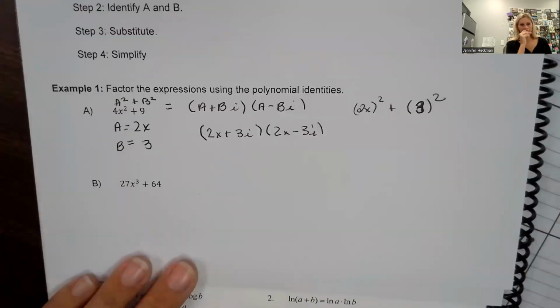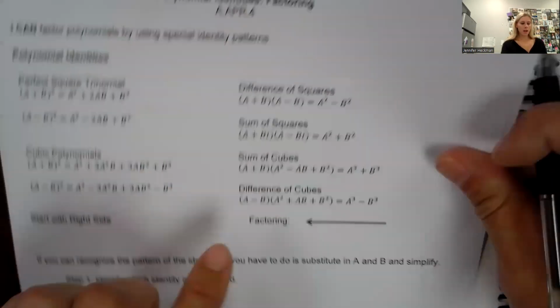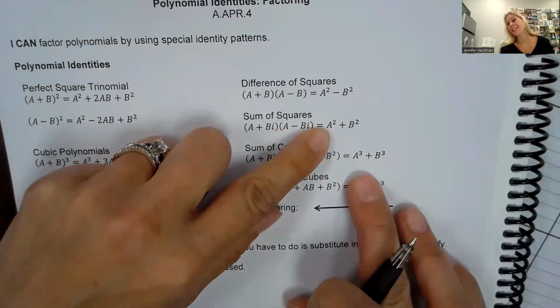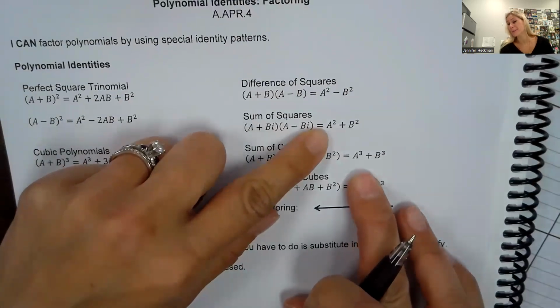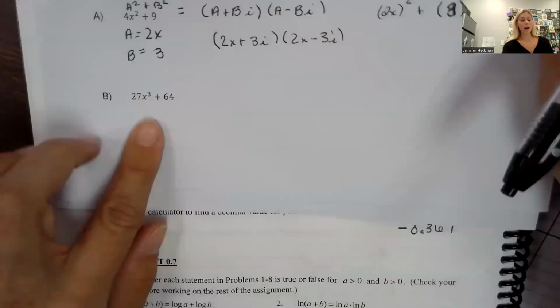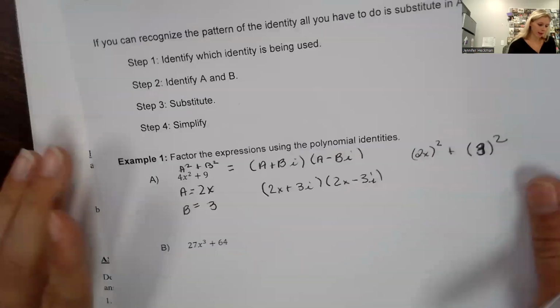Okay, for B here, we have two terms that are added together, okay? So I go back up here and I have my two terms. Now I look at my numbers. Technically, I can look at my variable and that tells me if it's squared or cubed, right? Our x here is cubed, so I know that I'm dealing with the sum of cubes, okay?